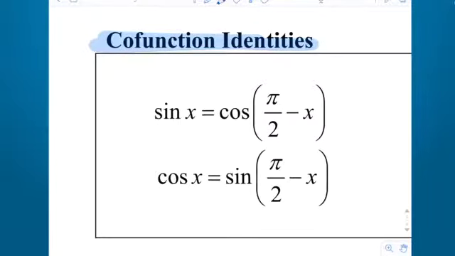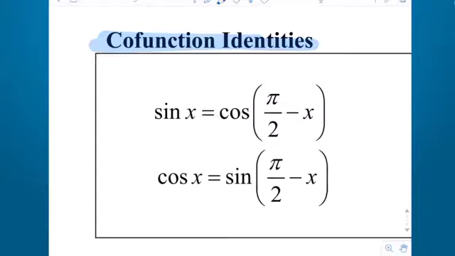You do have to memorize them because you've never seen them before, but they're easy to memorize if you know what co means. It means pi halves. So sine of an angle is equal to cosine of the complement of the angle. How do you find the complement of 30 degrees? You subtract it from 90. So it's 90 minus 30. We're just working in radians. So what's the complement of x radians? You subtract it from pi halves. So it's pi halves minus x. So sine of x is equal to cosine of pi halves minus x.